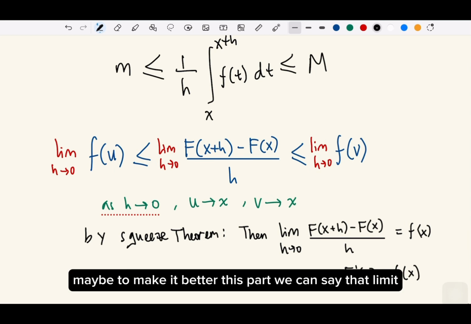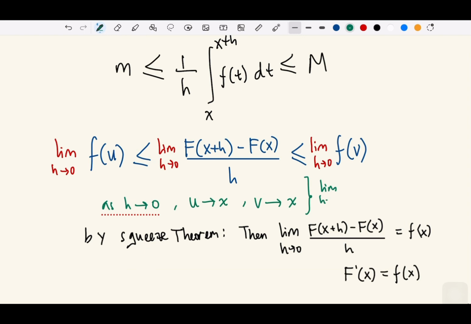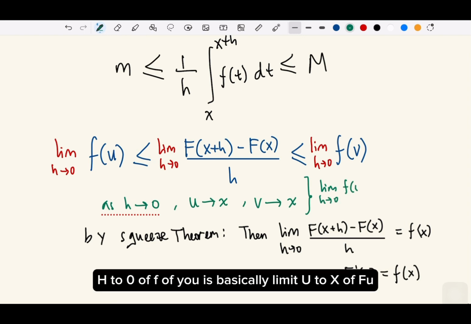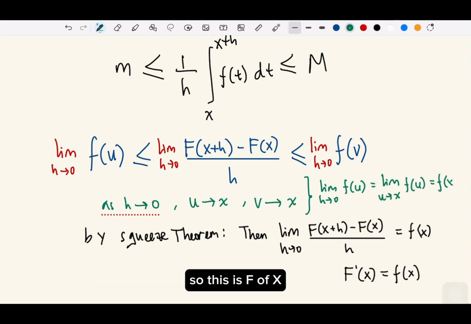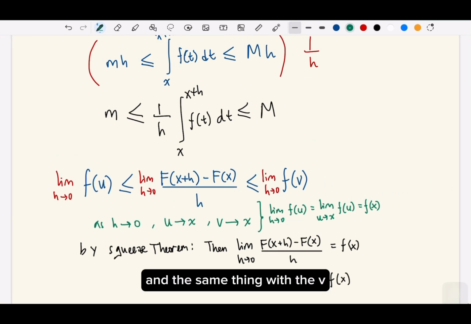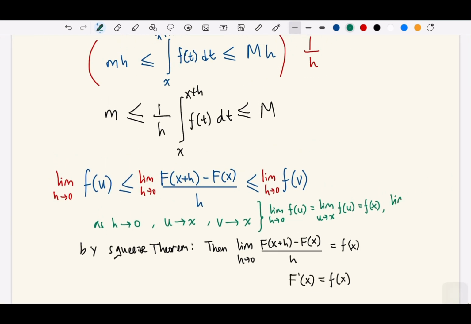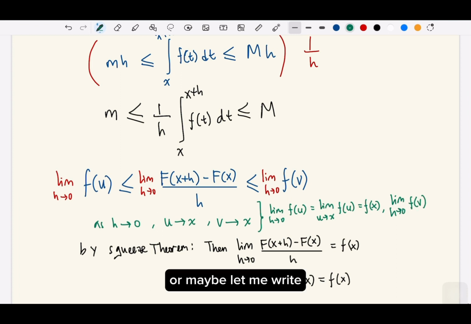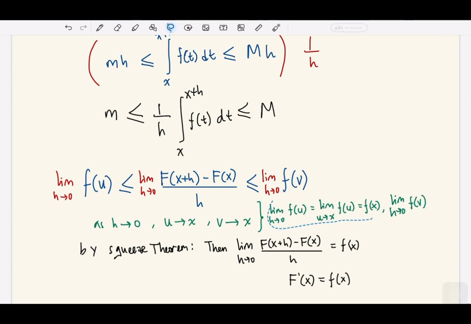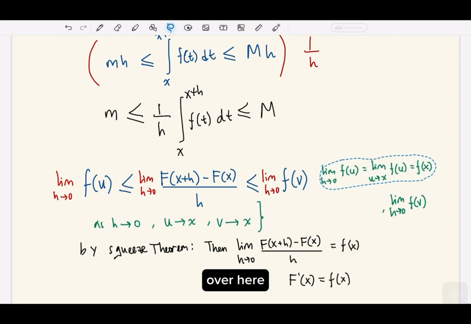Maybe to make it better, this part, we can say that limit h to 0 of f of u is basically limit u to x of f of u. So this is f of x. And the same thing with the v. Or maybe let me write over here.